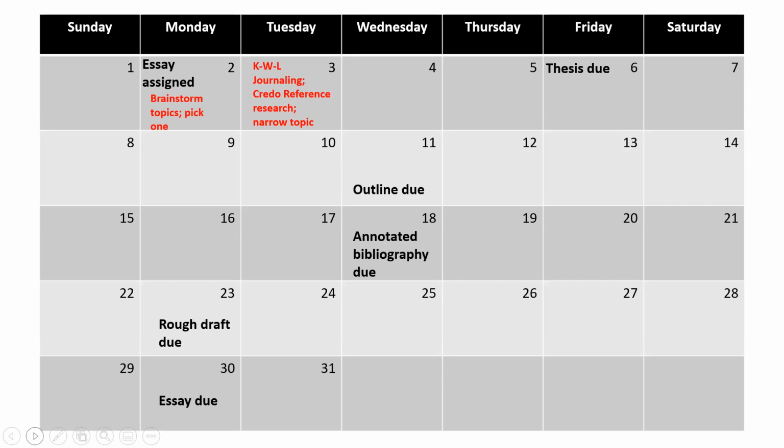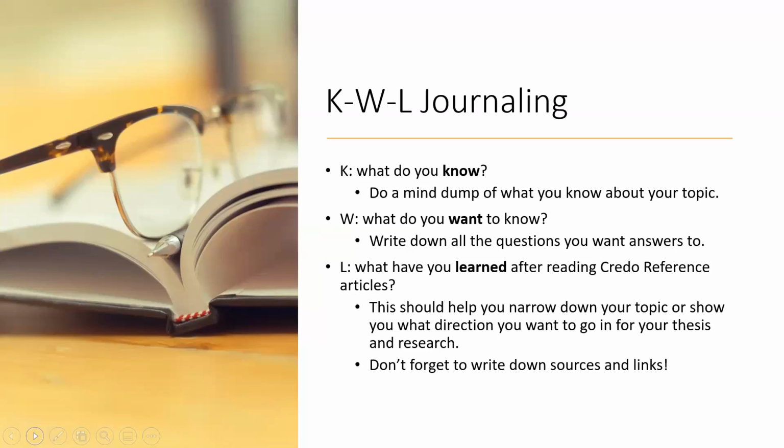And so once you've picked a topic, if you're really excited about it and you want to do some research right away, then do the KWL chart on the day that it's assigned. And what is KWL journaling? Well, the K stands for what do you know? So do a mind dump of what you know about your topic. The W is what do you want to know? So write down all the questions you want answers to. Why did you pick this topic? Why is it important to you? What do you want to know?